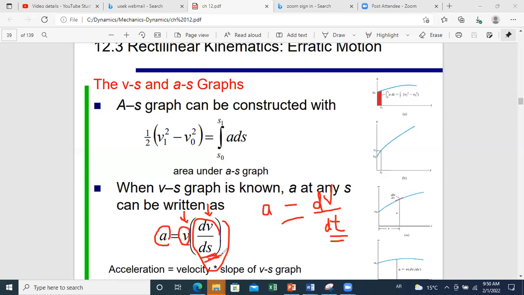Yes, I understand. v dv alone doesn't mean anything. Yes, you want to get a, so you should take the s to the other side. v alone is the velocity graphically. dv by ds is the slope graphically. Okay, Professor, thank you.